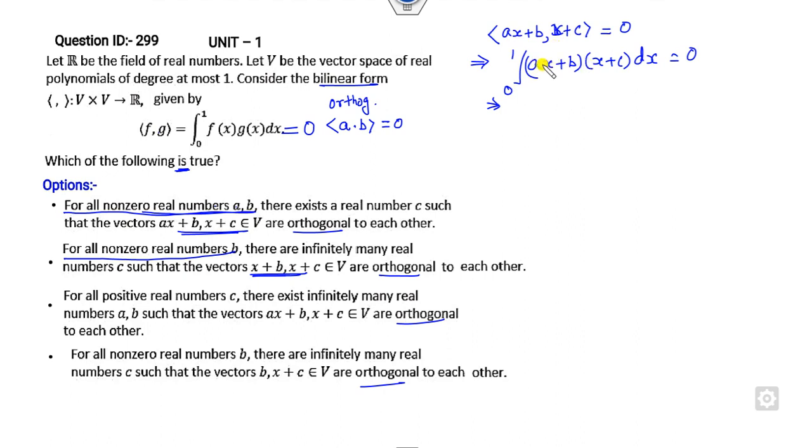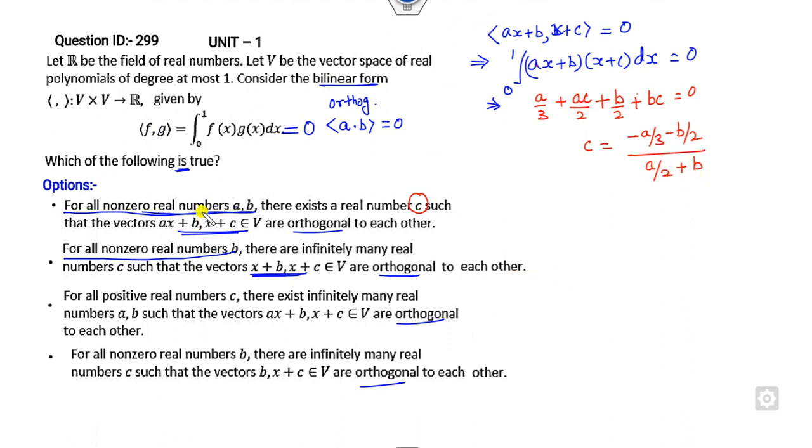If you integrate them, this is AX square, so it's A by 3, plus this is BX square by 2, taking the limits 0 to 1. This is A C by 2 plus B by 2 plus BC, which is 0. Now we need to find the value of C. So I can find the value of C from here. This is minus A by 3 minus B by 2, divided by A over 2 plus B.